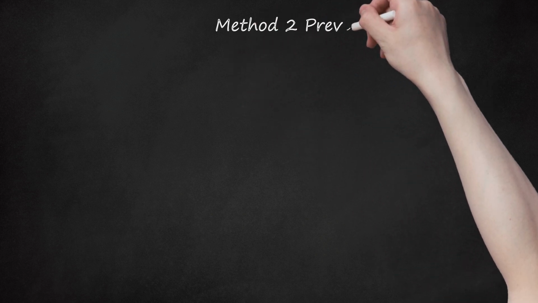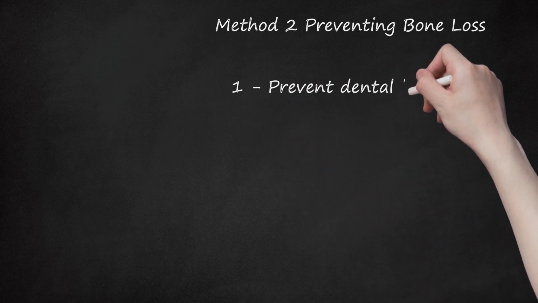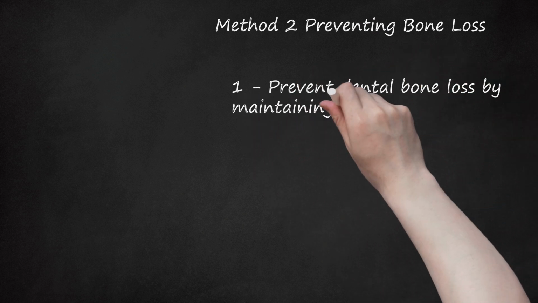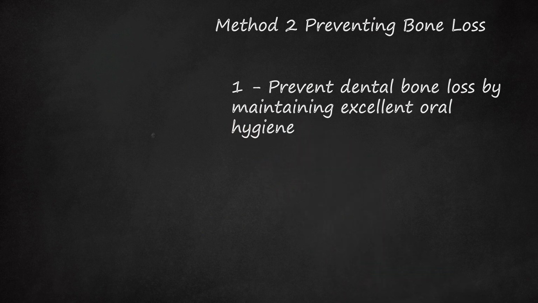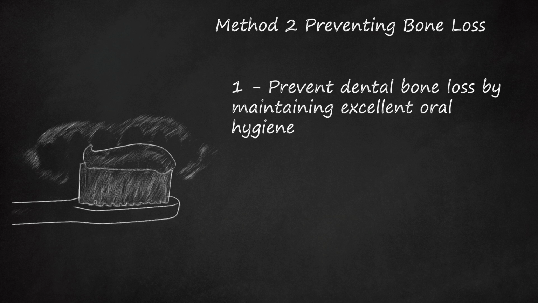Method 2: Preventing bone loss. 1. Prevent dental bone loss by maintaining excellent oral hygiene. To avoid having to undergo expensive bone grafting procedures, prevent dental bone loss from occurring. Preventing it is fairly easy, provided you take the necessary steps. All you have to do to maintain excellent oral hygiene is follow a few simple steps.